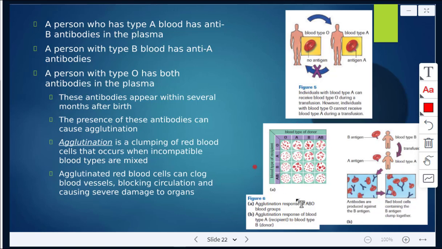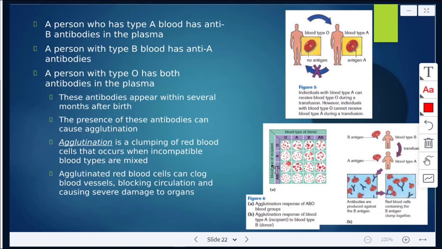And we'll look at this diagram here as well. On the left-hand side is the blood type of the recipient, and up top is the blood type of the donor. So if a person is type O, they can receive type O blood. They cannot receive type A, type B, or type AB, and we can see the agglutination happening in those red blood cells. A person that is type A blood can receive type O blood. They can also receive type A blood. But if they receive type B or type AB, we can see the agglutination happening in the red blood cells.